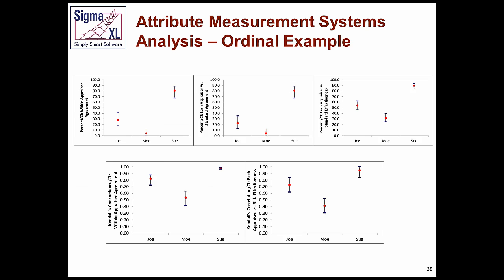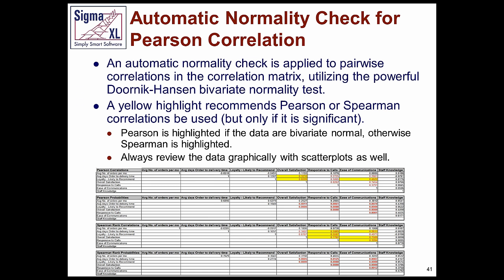The next item in version 7, that's the Pearson versus Spearman. If you're doing a correlation study and the data are bivariate normal, then we recommend Pearson. If the data are not, and that can either be due to non-normality or it can be due to outliers, then we're recommending the nonparametric Spearman. Now, please note that the only correlations that will be highlighted will be significant correlations. If the correlation is not significant, then there will not be a yellow highlight.